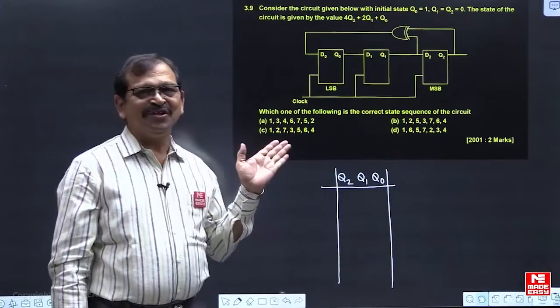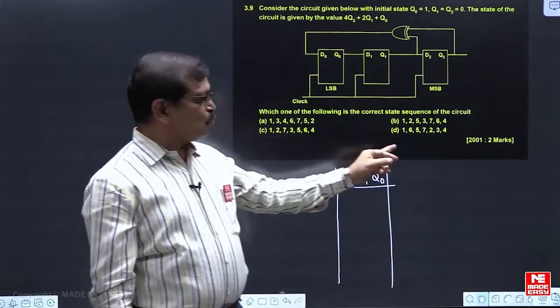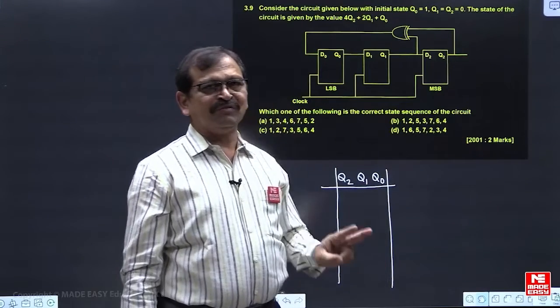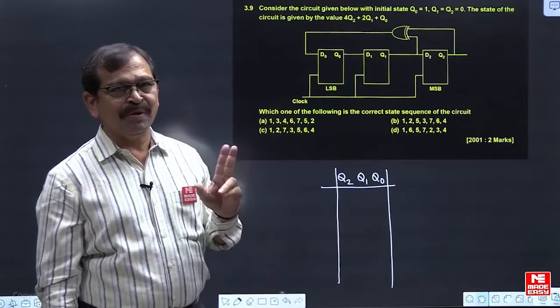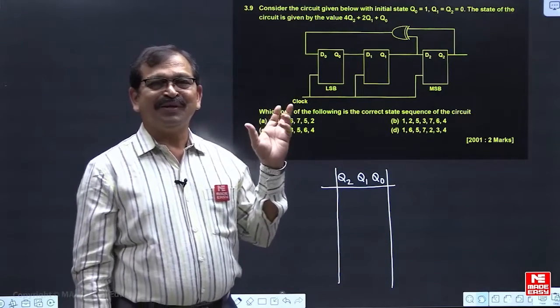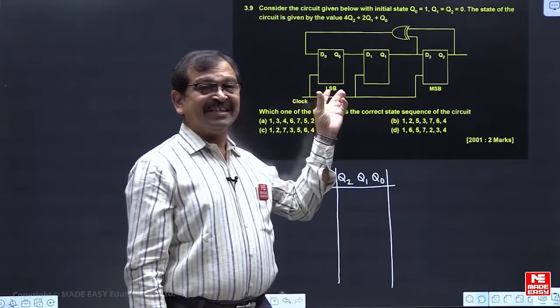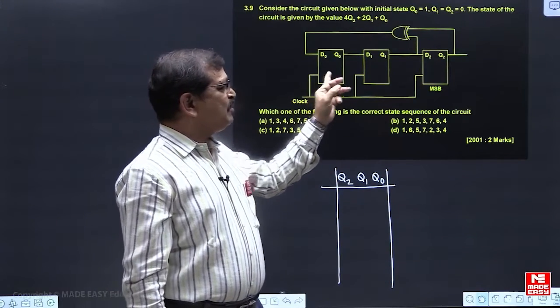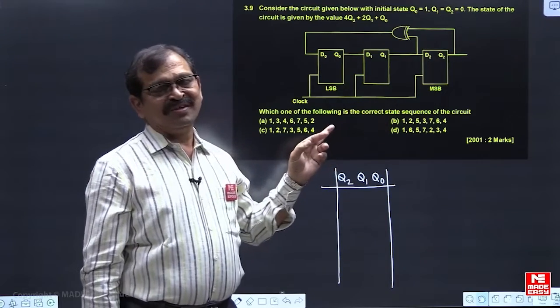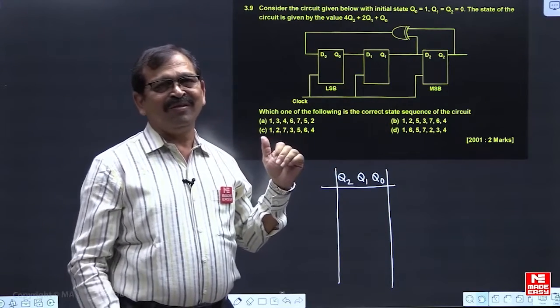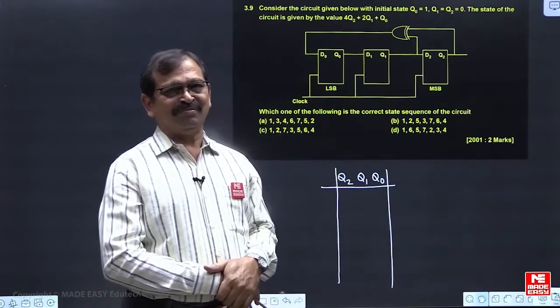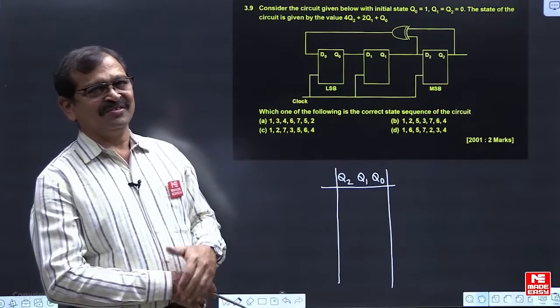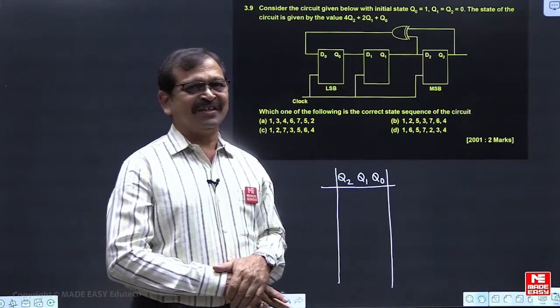So this question was asked in 2001. Of course, it was a question for 2 marks. In the 2001 paper, a question related to the synchronous counter. The clock is coming to all these D flip-flops. Once the clock is common to all the flip-flops, it is a synchronous counter, right? So this question is related to the synchronous counter.